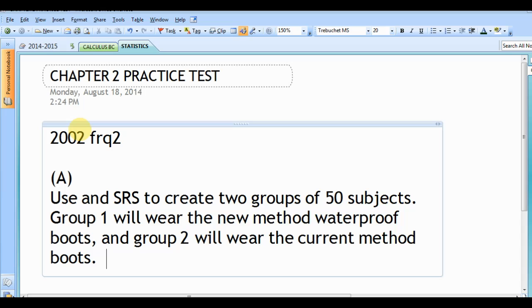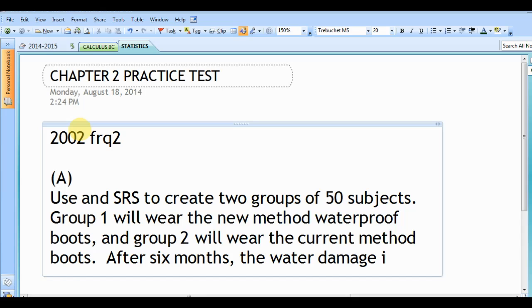Okay. Now what? And compare the water damage of each. When? After 6 months. The water damage in each group will be compared. Good.